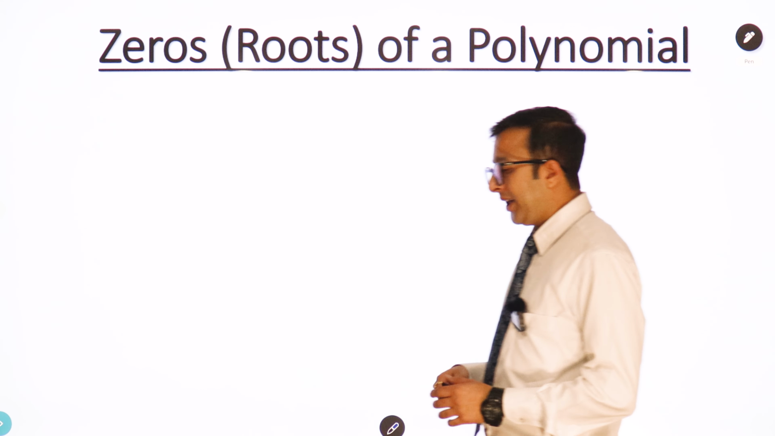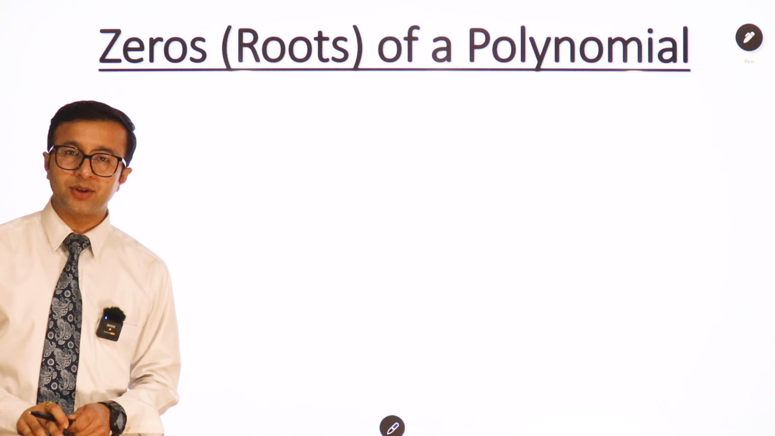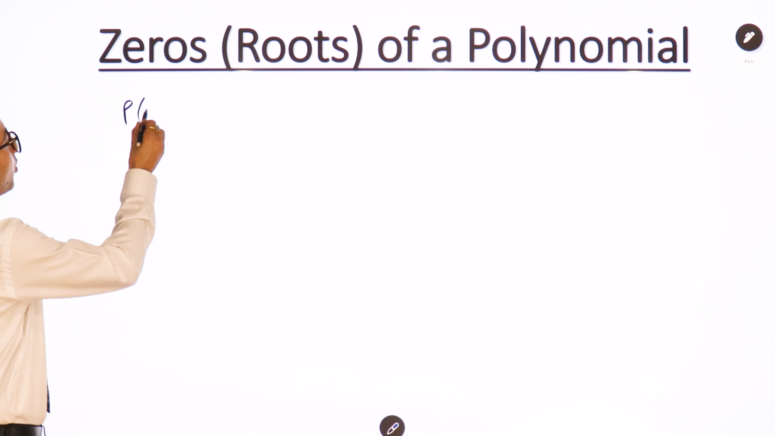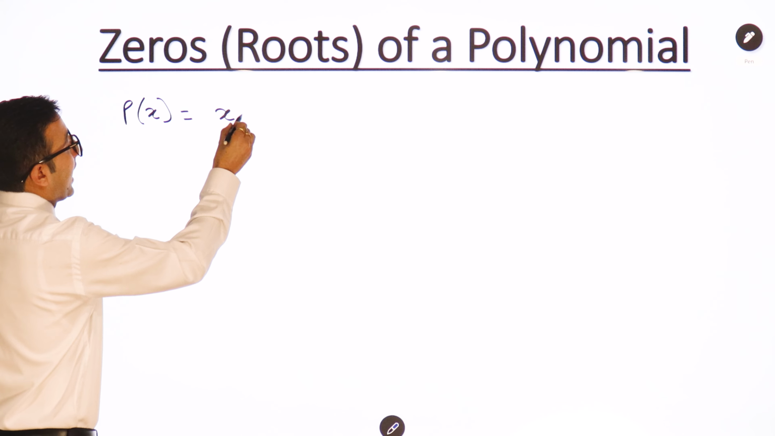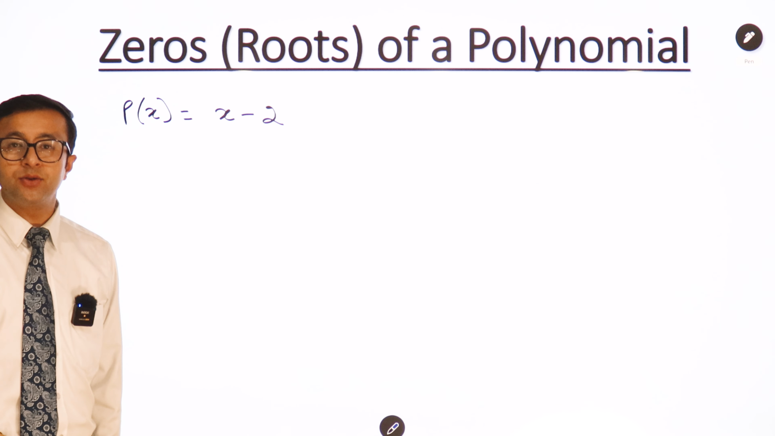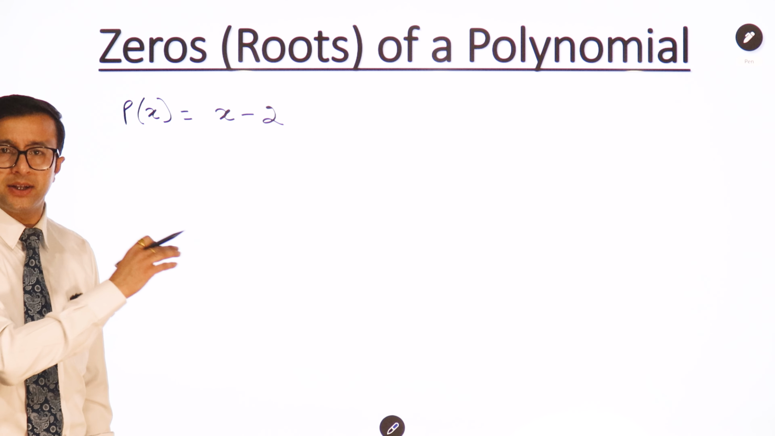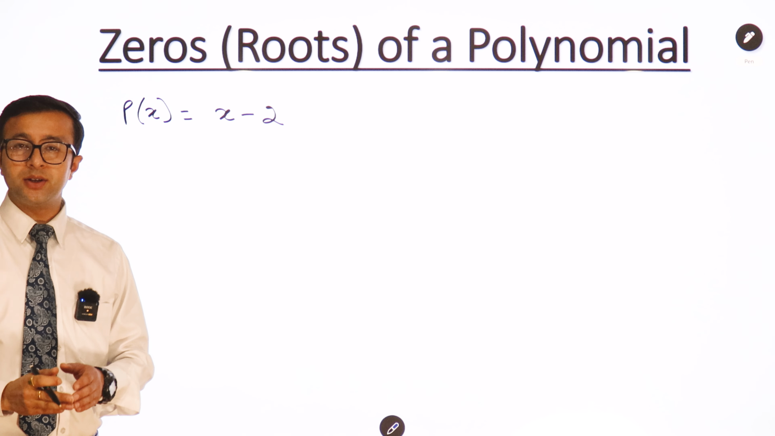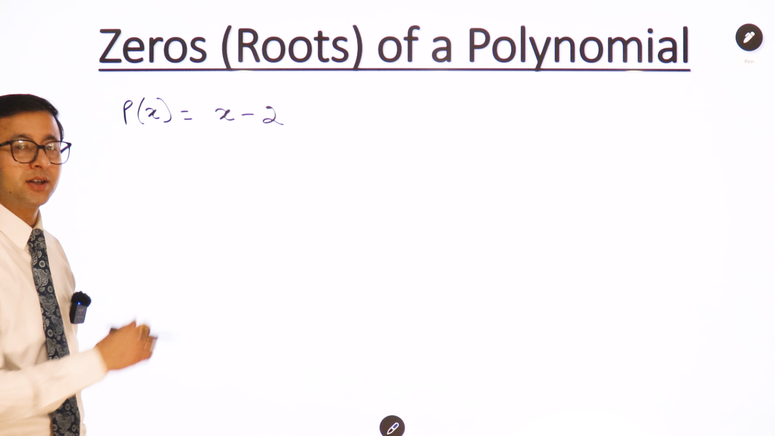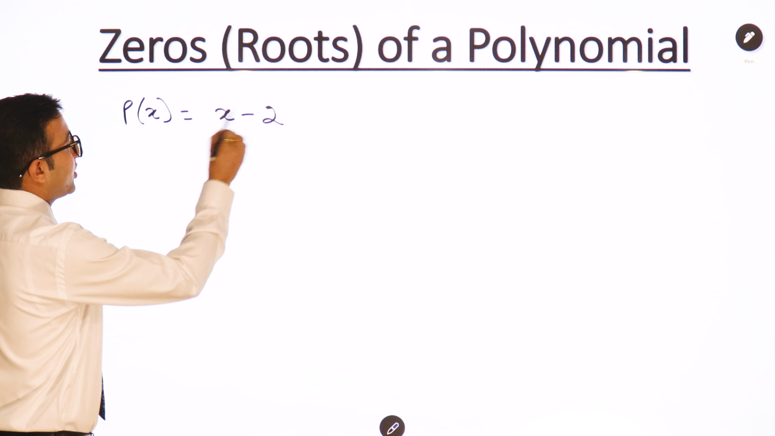Now the next important thing that we find in the chapter polynomials is the zeros of the polynomial, or roots of the polynomial. First of all, I want to write one polynomial to understand this: x minus 2. Looking at the name, zeros of the polynomial, what may be the meaning? This is very important. Most learners find it very difficult to understand the concept of zeros, especially the zeros of the polynomial.